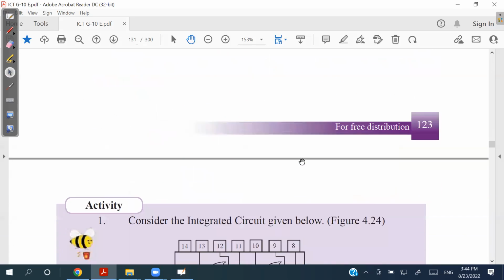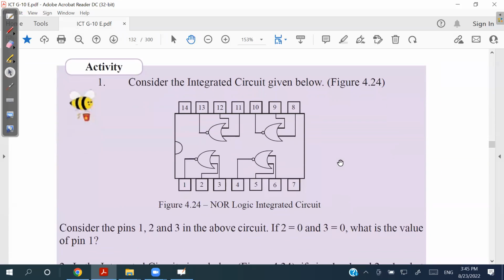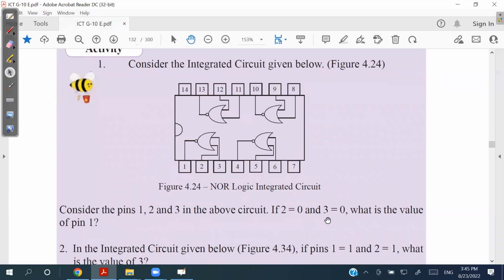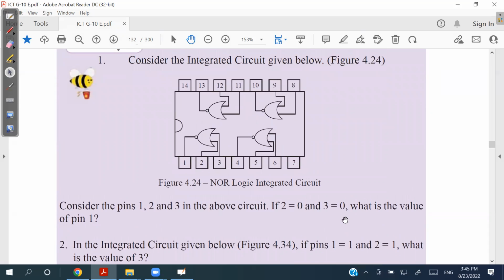So when it comes to this kind of IC, let's try to answer the questions which are given over here. They say, consider the integrated circuit given below. So first of all, what are the gates that they have used to create this integrated circuit? Yes, people? What are the gates that they have used to create this? So they are OR gates?